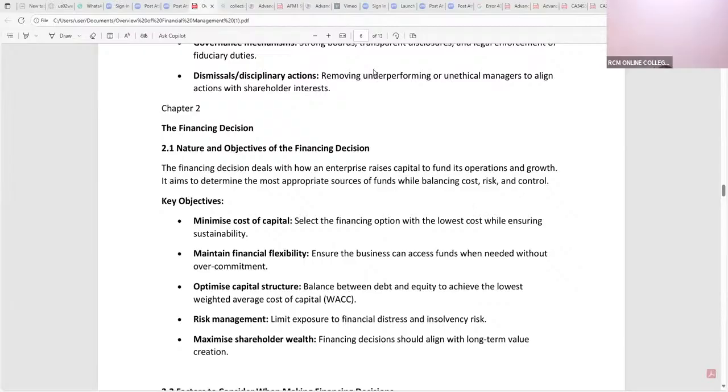Second, maintain financial flexibility. Ensure the business can access funds when needed without over-commitment. We should be flexible. So if you have taken a loan with a bank, we should be able to negotiate with this bank that whenever we have surplus monies from our business, please allow us to pay you up, and whenever we need extra, we need a flexible model.